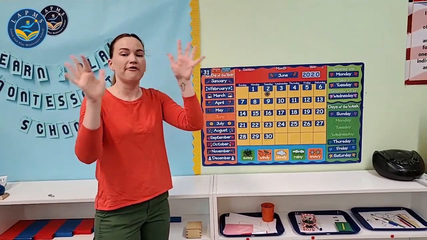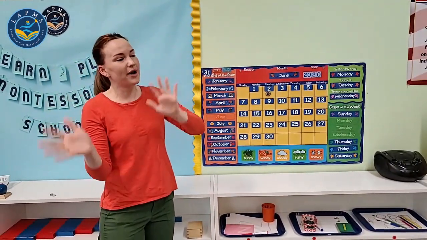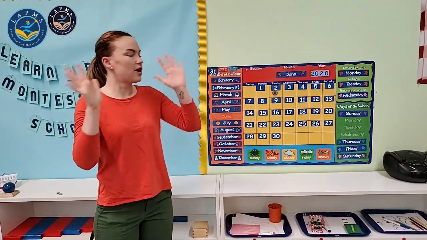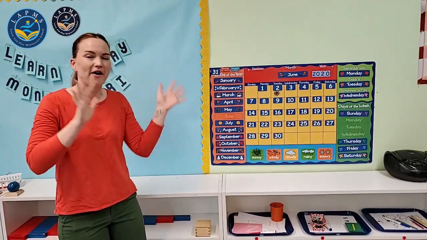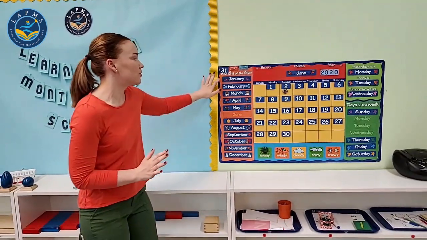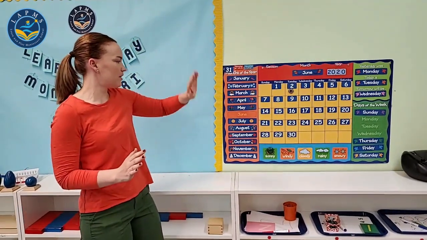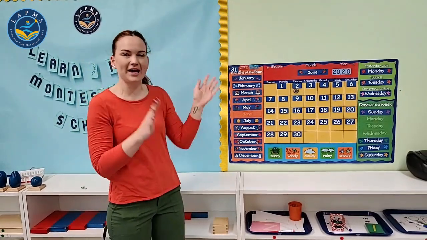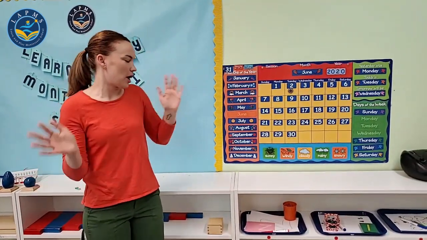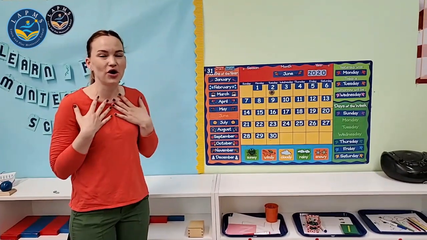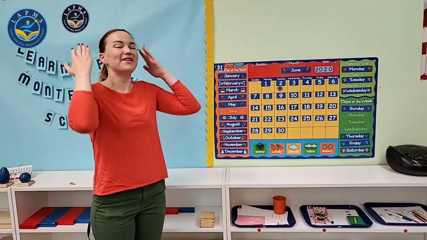There are 12 months in a year. January, February, March and April, May, June, July and August, September, October, November and December. These are the months of the year. Fill them with joy and with cheer. The months of the year.